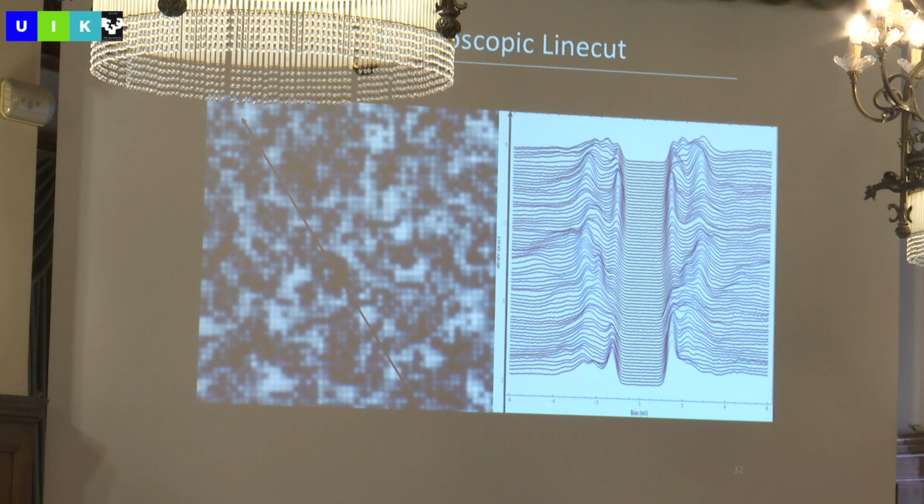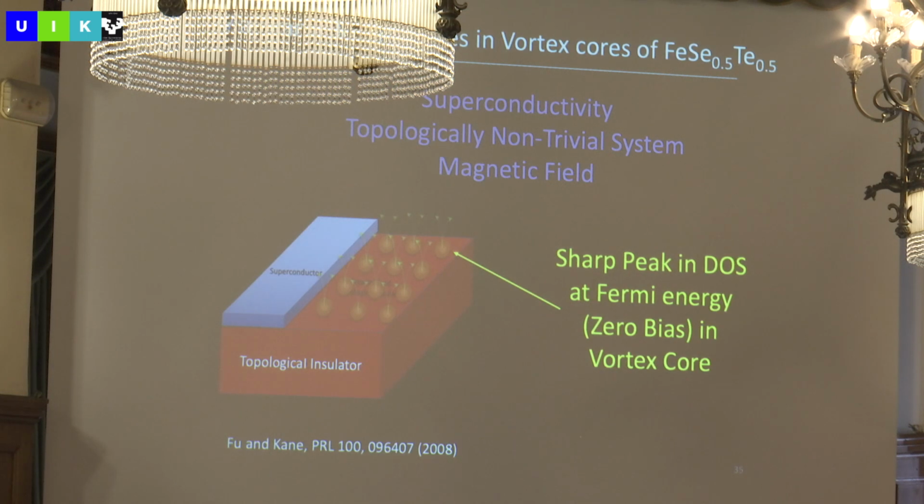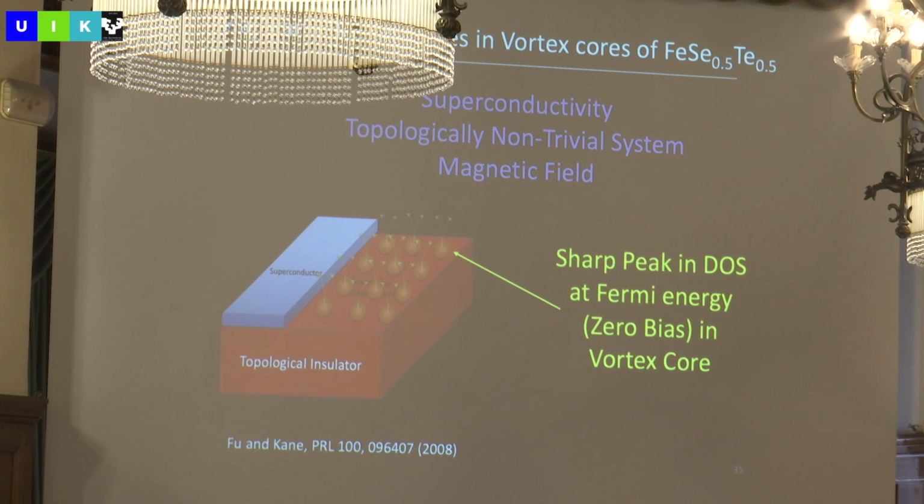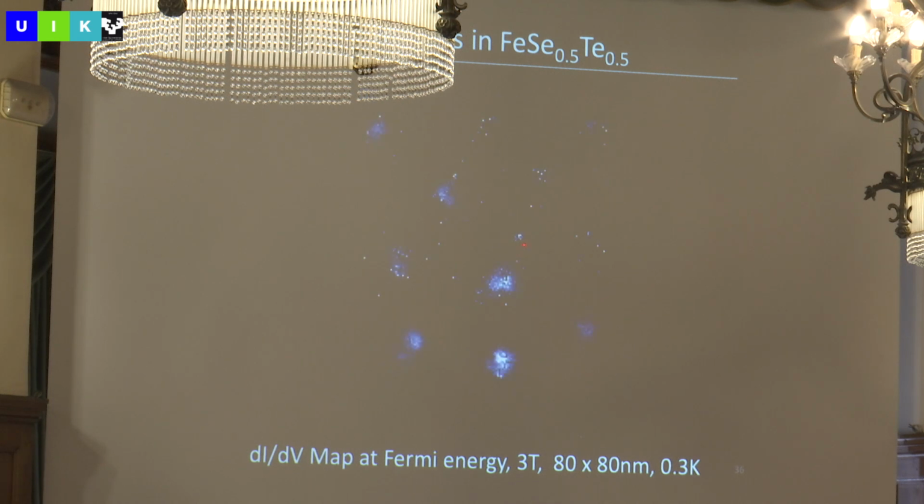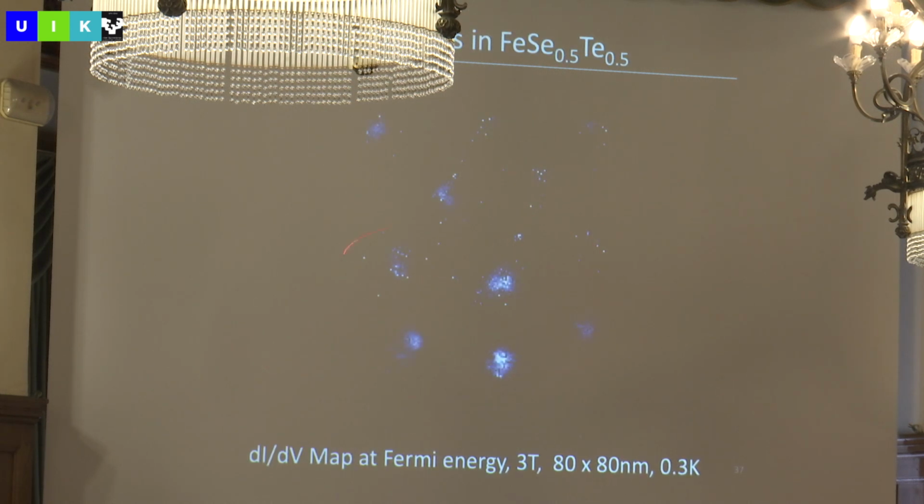Okay, so I'm going to just breeze past all the stuff having to do with these gaps and talk about vortices. So now we turn on a magnetic field, and this is a vortex plot in the bad sample, and this is a vortex plot in the good sample.